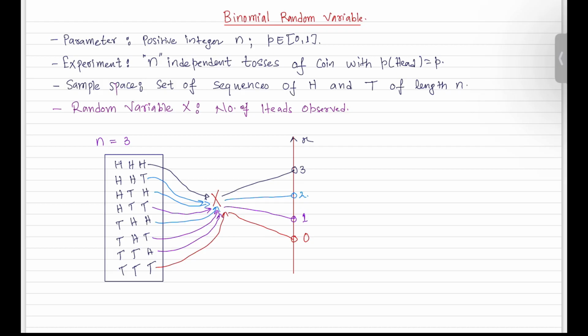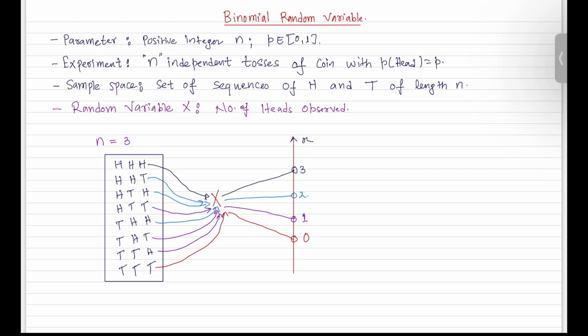Because of the nature of the experiment. What is the nature of the experiment? The nature of the experiment that we are carrying out is independent trials, and in an independent trial we will have some success and we will have some failure, or in terms of the coin tossing model we will have some heads and some tails. So the overall point is that we will have independent trials, and in each trial we will have 2 possible outcomes, success or failure, or maybe head or tail, right?